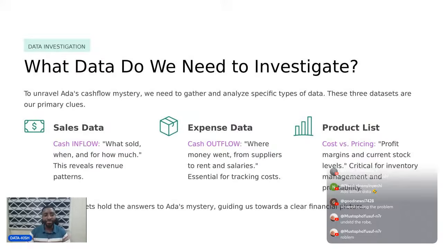Going on, what do we need to do to investigate Ada's problem? What's required of us now as we've come into Ada's solution or help? What is required to unravel Ada's cash flow mystery? We need to analyze specific types of data. For that, we advised Ada, to make it easy for her, that there are 3 data sets Ada needs to start keeping. There are 3 kinds of records Ada needs to start keeping.